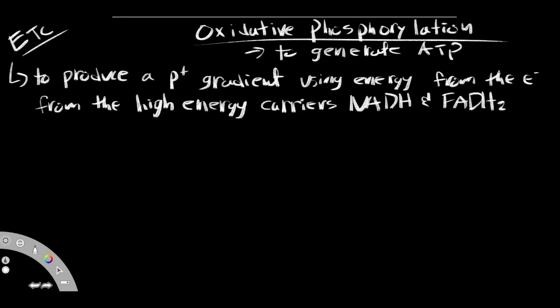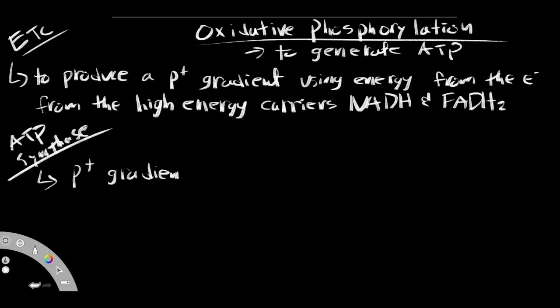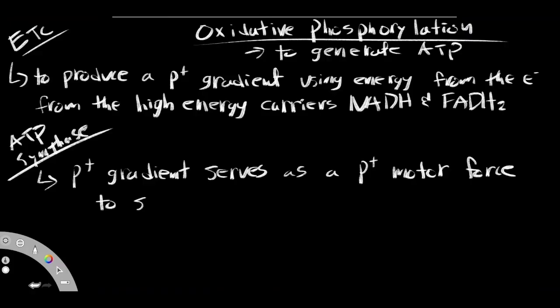And what's that going to do, though, having that big proton gradient built up? It's for our ATP synthase that I mentioned earlier. That ATP synthase ensures that the proton gradient serves as a proton motive force to synthesize ATP. I'll just put synth, okay, to synthesize ATP. And it's a lot, about 30 to 32 ATP.